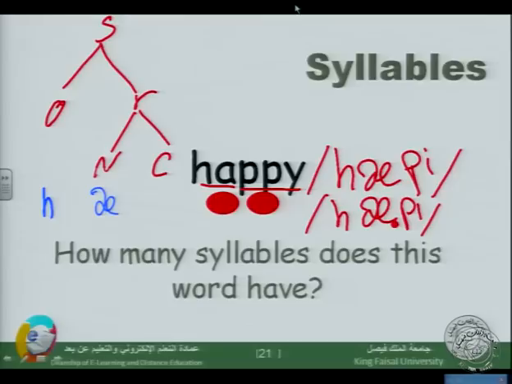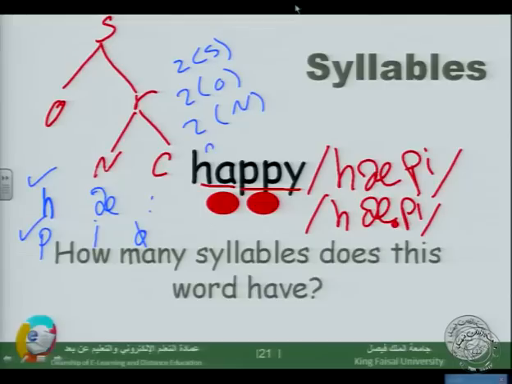Notice now, this is the first syllable, ha, then P. Do we have codas? No, it's 0. So let us try to describe it now: we have 2 syllables, 2 onsets, 2 nuclei, and 0 coda.